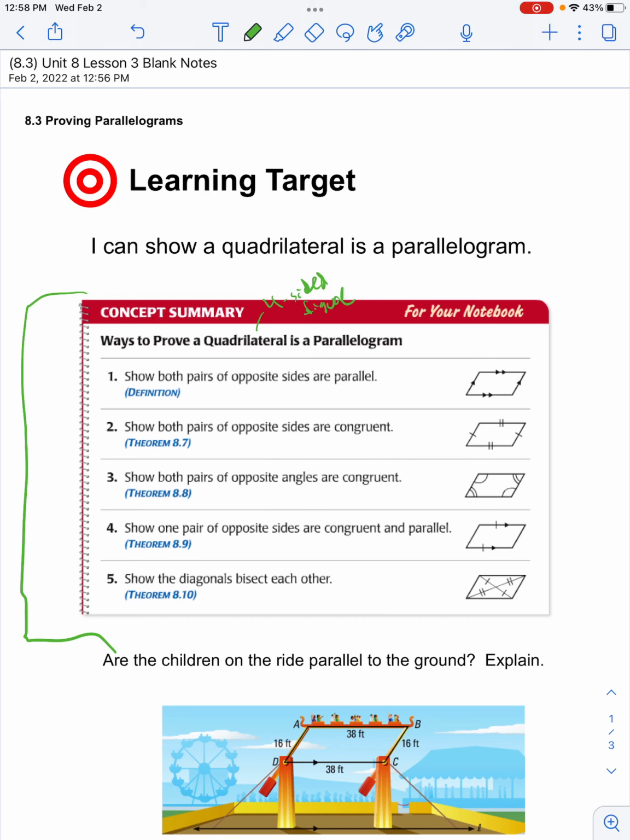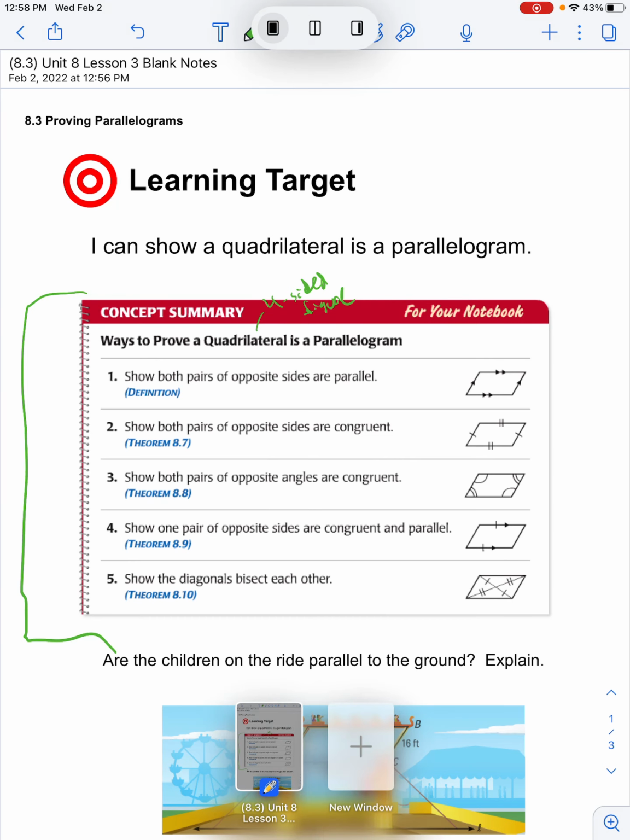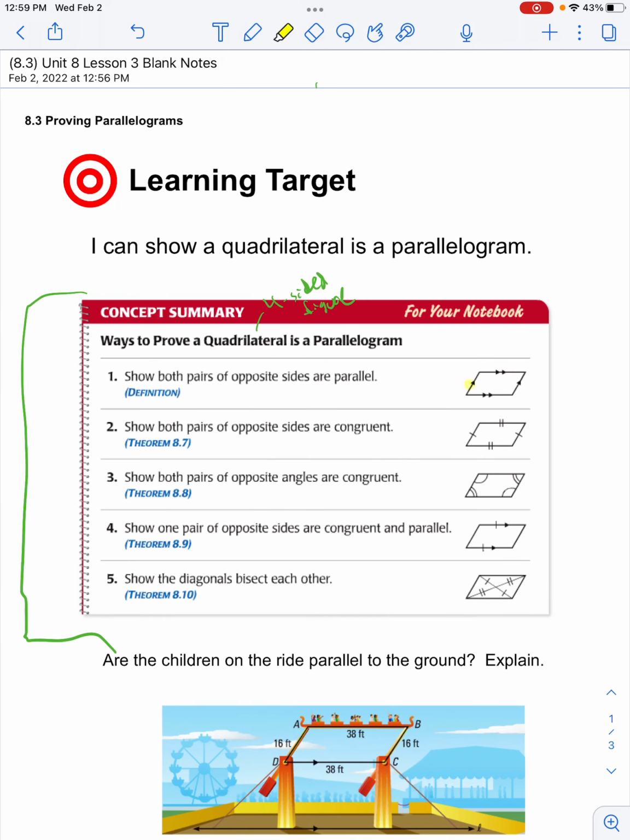First, show that both pairs of opposite sides are parallel. We can see that those 2 sides are parallel because of those triangles, and these 2 sides are parallel because of those 2. Second, show both pairs of opposite sides are congruent. These congruence lines tell me that these 2 lines are the exact same size.